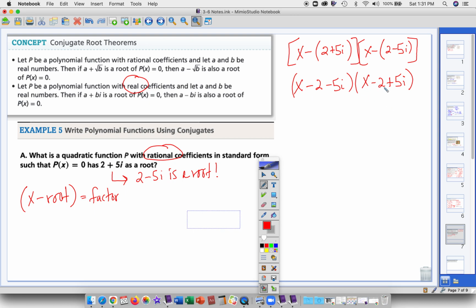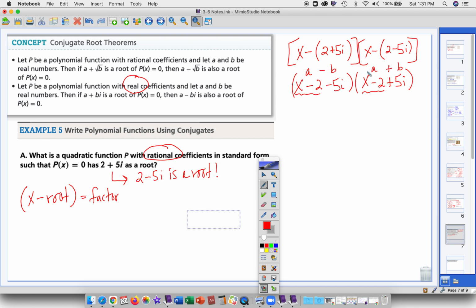Now, you could do the distributive property 3 times. That would certainly work. Distribute the x, distribute the negative 2, distribute the negative 5i, because we do have to multiply this out. I'm going to show you a nice little shortcut. If you group these two terms together and treat them as a single term, do you see how this would be in the form of a minus b, where the a is the x minus 2 and the b is the 5i? That would make this a plus b.